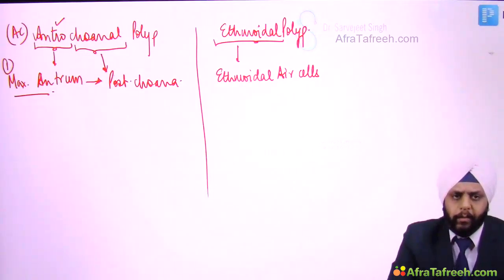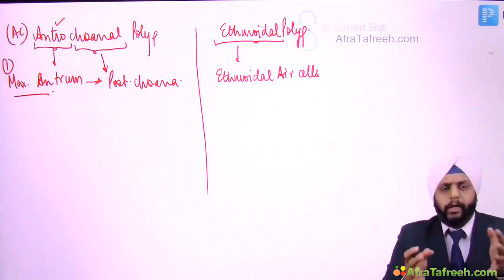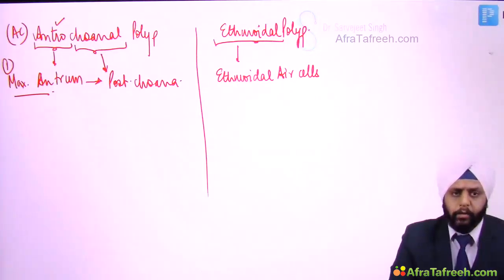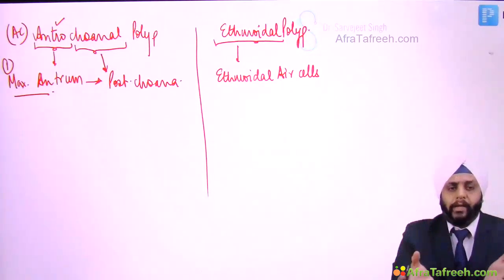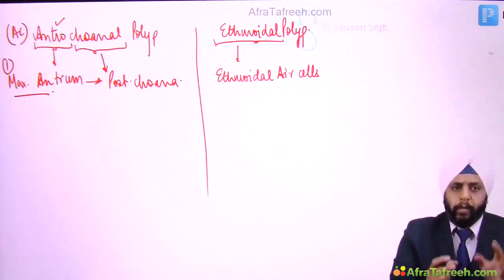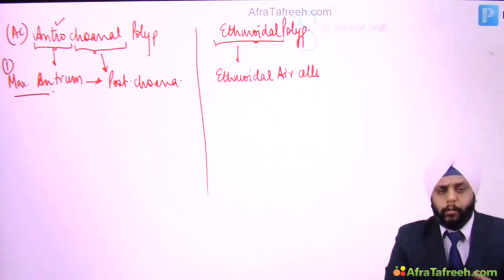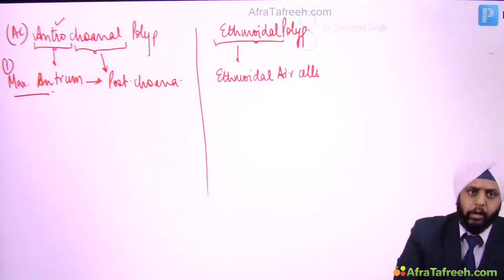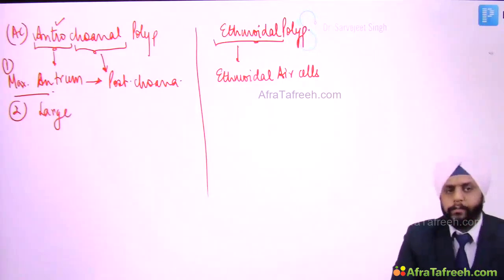It is starting from the maxillary antrum. We know the maxillary antrum is the largest air cell in the nose. This is the largest sinus. The adult volume we discussed is 15 ml. So the maxillary antrum is giving rise to a polyp, and this polyp is also going to be large. So the enterochoanal polyp is generally a large polyp.